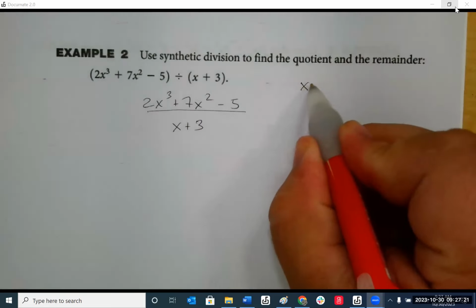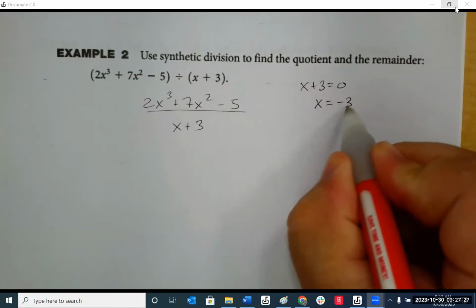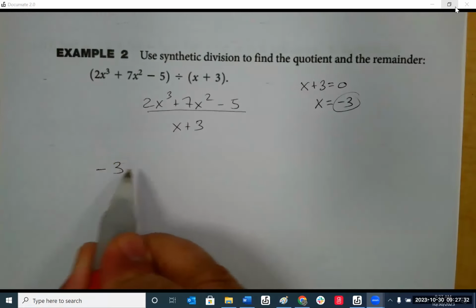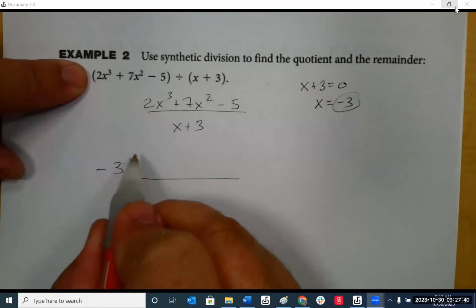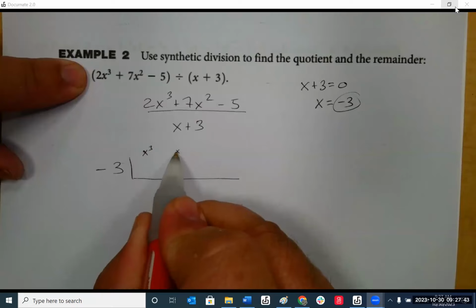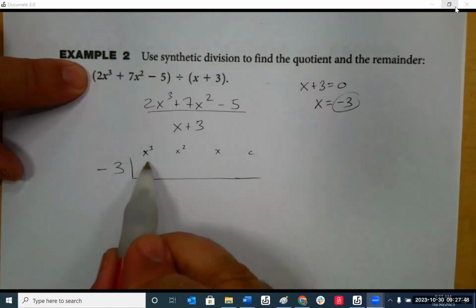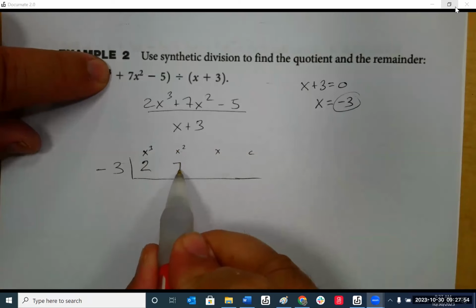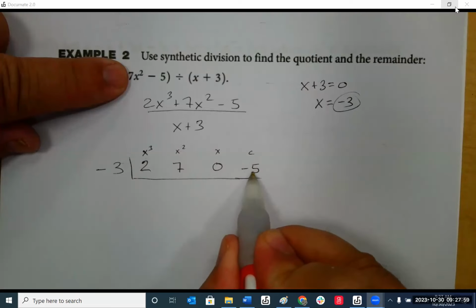So first step, take the denominator, set it equal to 0. Now put the coefficients here. I start with the first one. This is x cubed, x squared, x, and constant. So the coefficient of x cubed is 2. X squared is 7. There is no x, so put a 0. And negative 5.